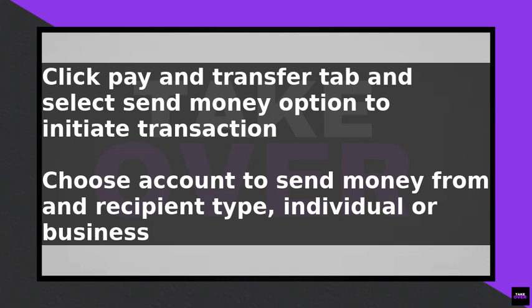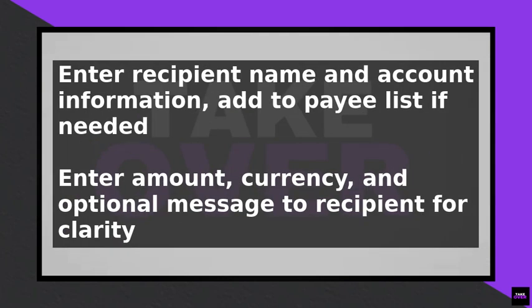Next, you will need to enter the amount you want to send and the currency. You can also add a message to the recipient if needed. Review the transaction details carefully to ensure everything is correct. Once you have reviewed the transaction details, click the Confirm button to complete the transaction. You will receive a confirmation message and the transaction will be processed.